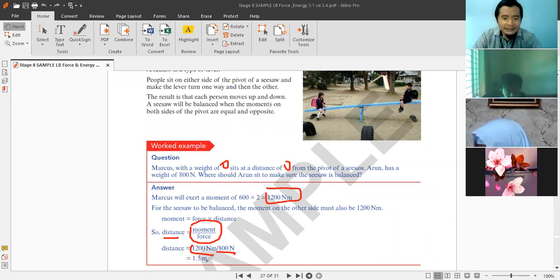And we have to know that actually the question must state the moment of Markus first if we want to find out the position of Arun, ya. Jadi Markusnya harusnya diketahui duluan di 1200 ini. Nah, kemudian momen Markus must be the same with Arun. Jadi momennya Markus itu pasti dan harus sama dengan Arun supaya balance ya, seimbang. Gitu. Oke.